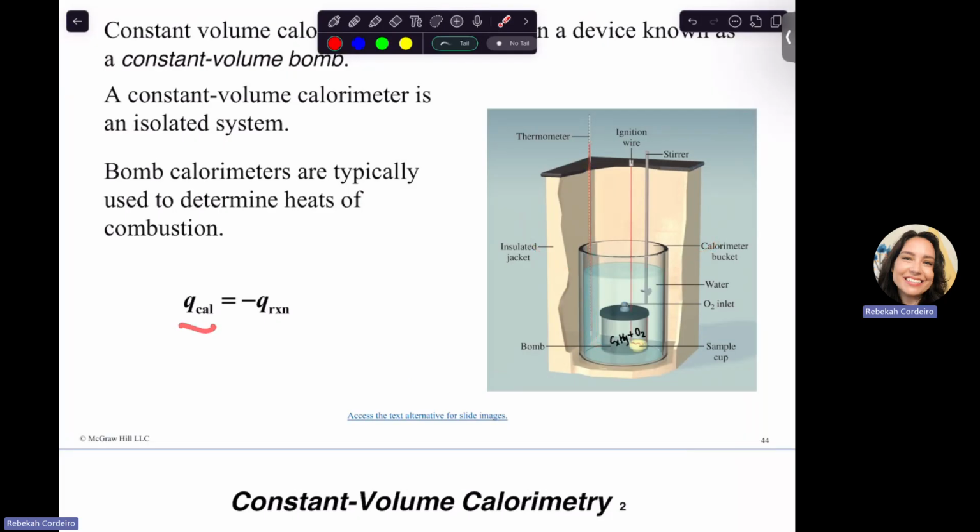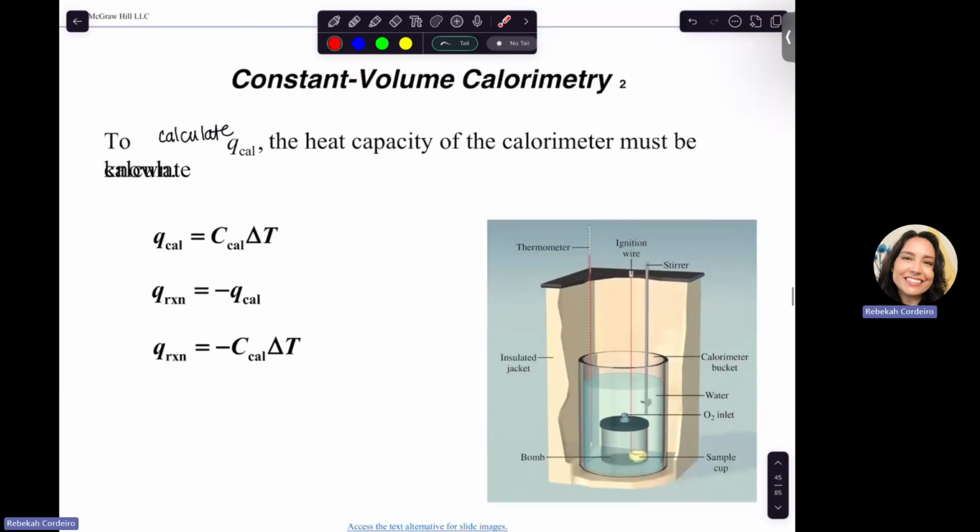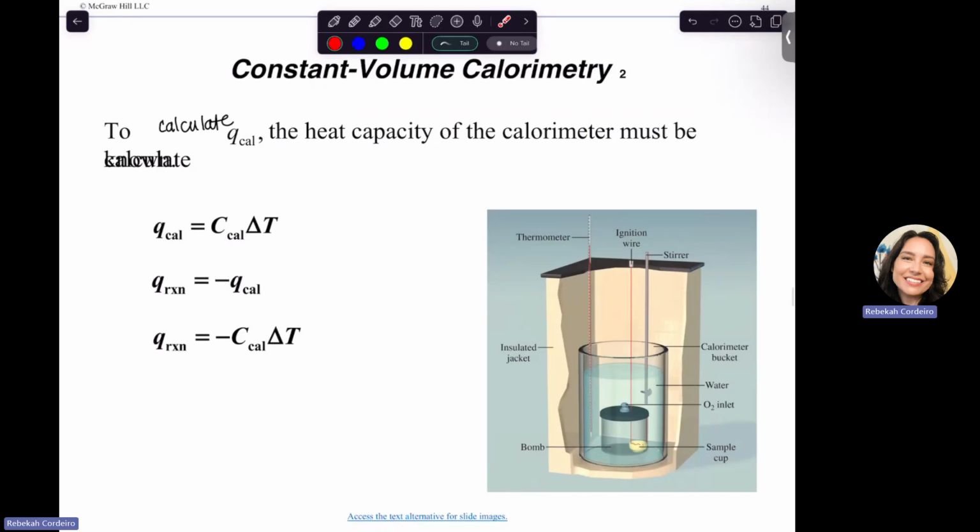And again, the Q of the calorimeter is really the surroundings, is opposite of the Q of the reaction. Same thing, except now we're talking about the calorimeter instead of just the surroundings in general. So to calculate the Q of the calorimeter, we use the heat capacity of the calorimeter. So usually we're talking about heat capacity of water, right? Because we're using water, but maybe the calorimeter is not using water. There are different ways to do this. So whatever your heat capacity of your calorimeter is going to help you decide the heat gained by the calorimeter based on its temperature change. And of course, the Q of the reaction is opposite of the calorimeter, so you just plug in Q of the calorimeter to get that equation there.